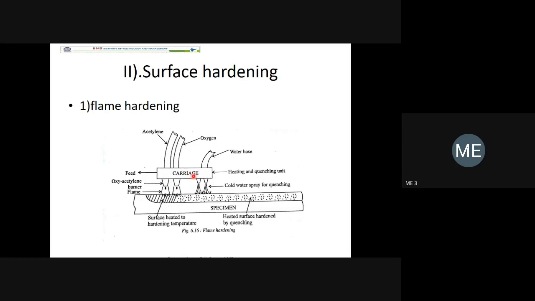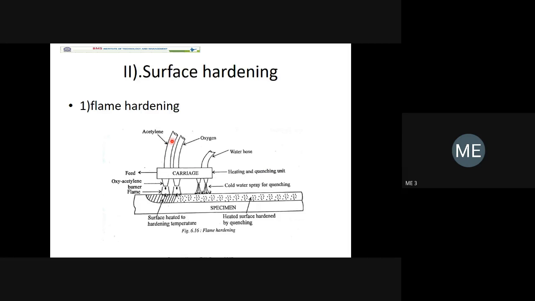Depending upon the speed or velocity of the carriage, the depth of the hardening will be decided. If you move the carriage fast, only a surface depth of 0.1 mm may be hardened. If you move it very slowly, then more time is available, so the specimen is heated to a greater depth, and we may get hardness from 0.1 mm up to 1 mm. So everything can be controlled, but it is a schematic diagram.